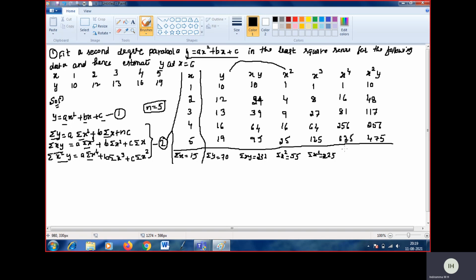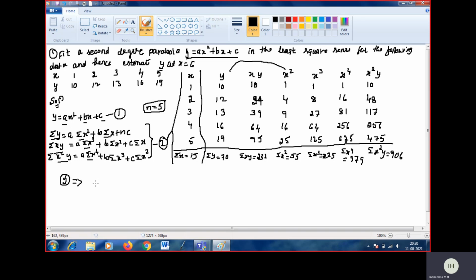Next, summation of x to the power of 4 will be 979. Next, summation of x square y will be 906. Now substitute all these values in the normal equations, in the system of equations.